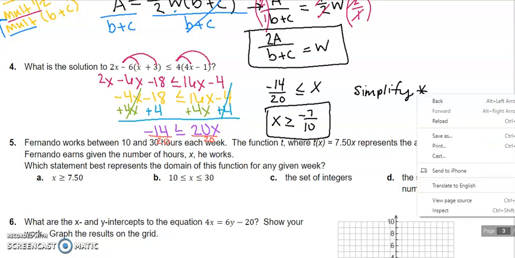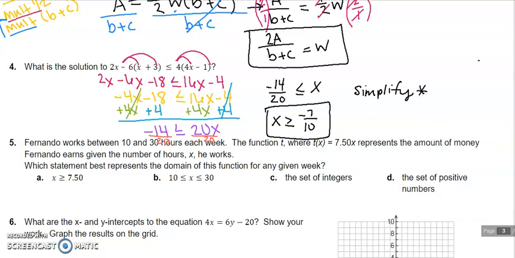All right, number 5, excuse me. Fernando works between 10 and 30 hours a week. This function represents the amount of money he earns given the number of hours he works. Which statement best represents the domain of this function for any given week? The amount of money he earns given the number of hours. It tells us right here, hour stands for x, and we know domain is the x value.